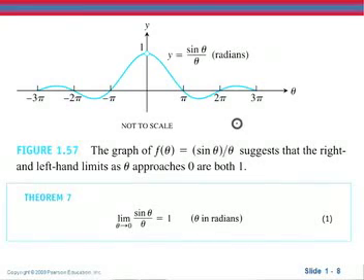Now this shows an important limit that we'll see later on, and we can justify the answer here by our graph. The limit as theta approaches 0 of sine theta over theta is equal to 1 when theta is measured in radians. And as you can see from the graph, the left and right-hand limits are both 1.